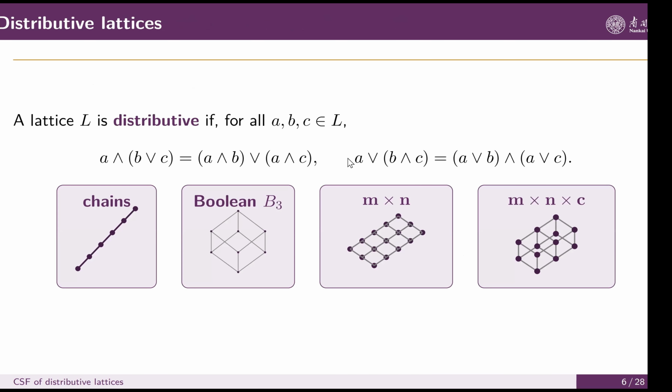Next is the distributive lattices. The distributive lattices satisfy these two distributive laws, and many classical lattices are distributive, like chains and products of chains, including the Boolean lattices.